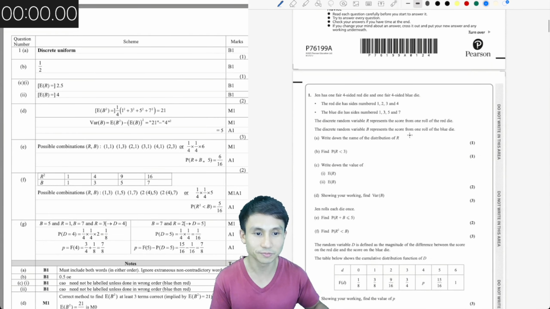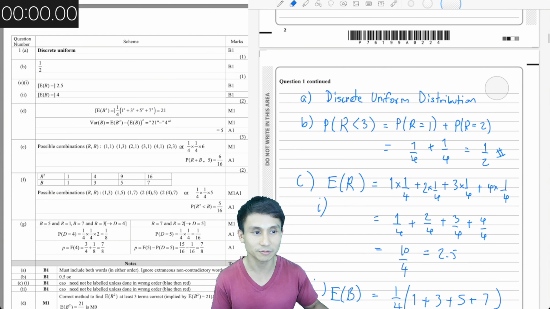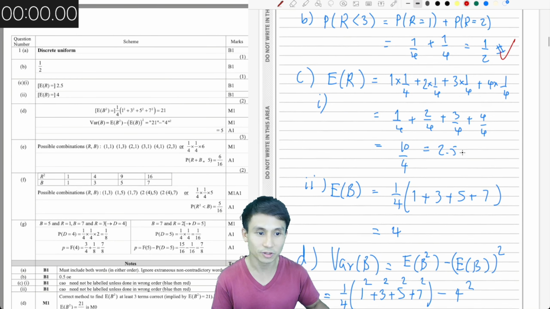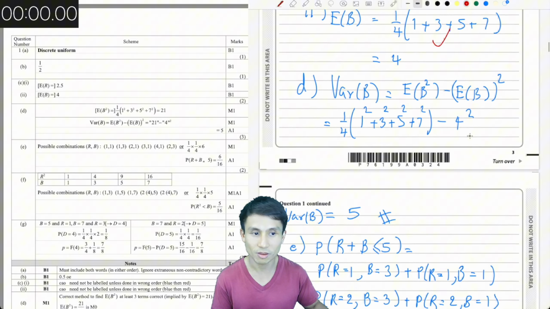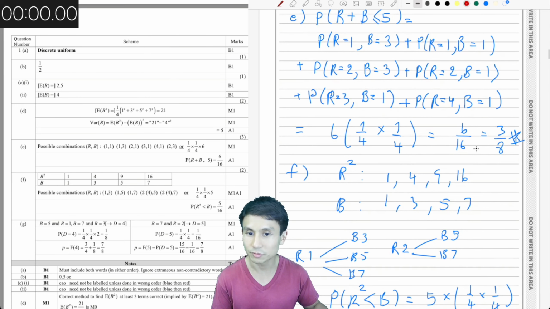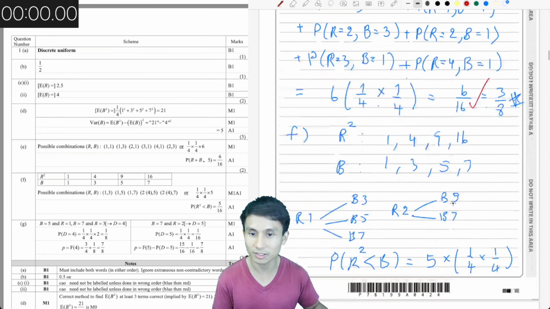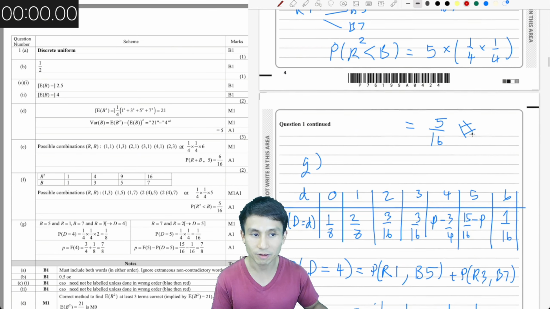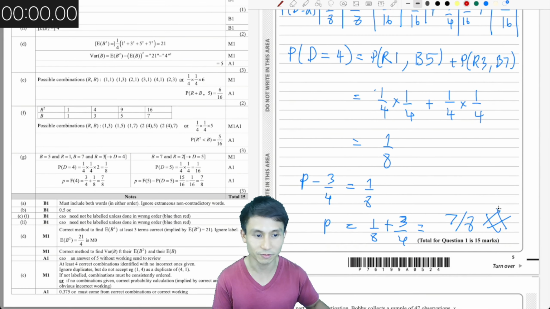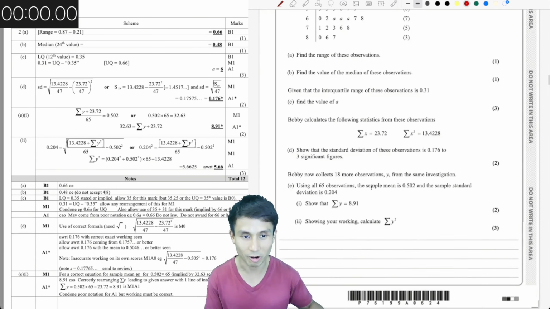Okay, number 1 was the one that was quite tricky to me. Discrete, uniform. Although I had an extra word here, that's fine. So this is 1 over 2, 2.5, 4. Variance is 5. 3 over 8 here. Wait, no, they don't have. Oh yeah, it is 6 over 16 indeed. 5 over 16 here. Okay, so what was the P thing? 7 over 8. Nailed it. Phew. So I think other ones are fine now, hopefully.